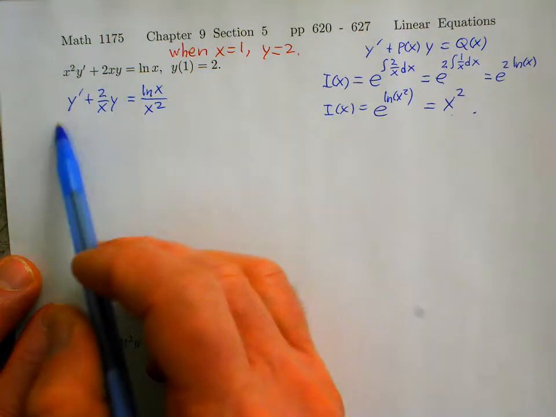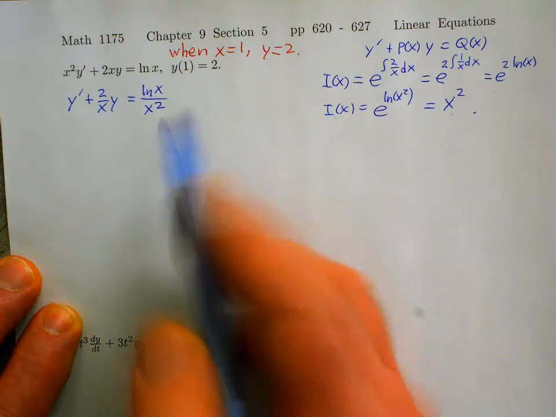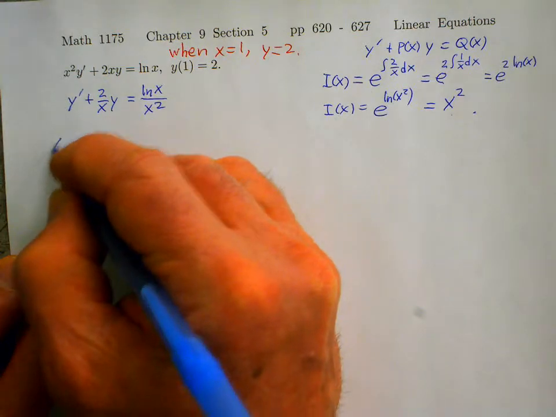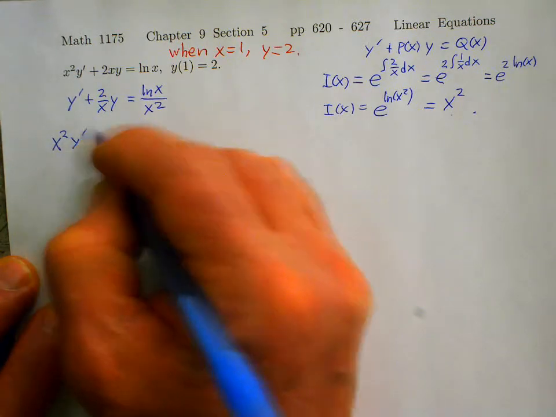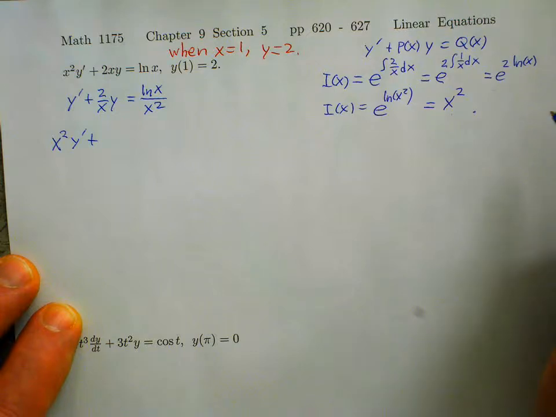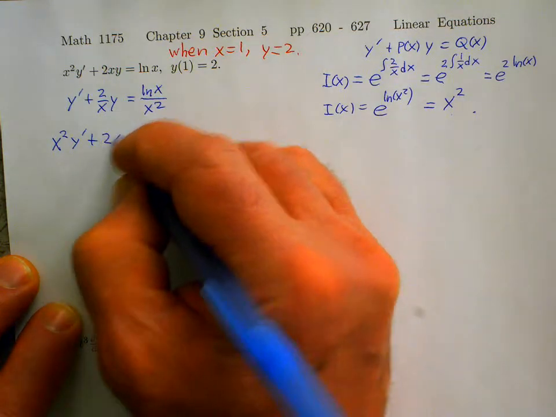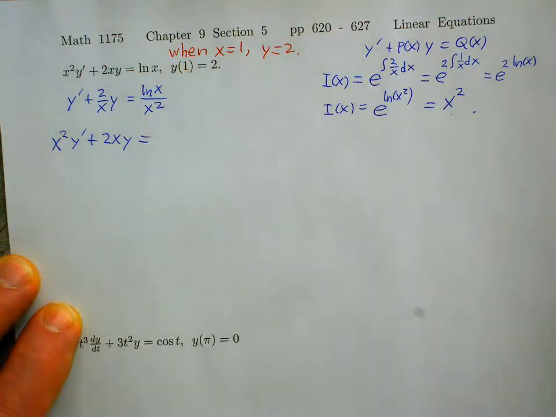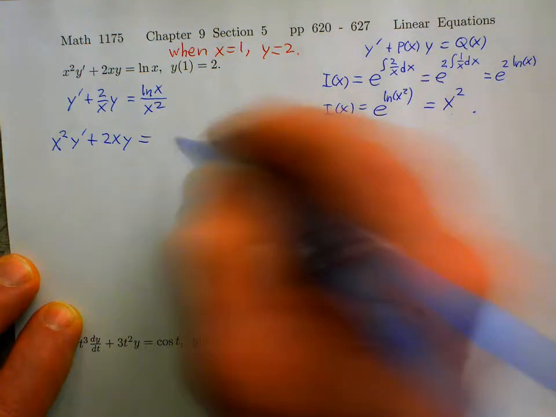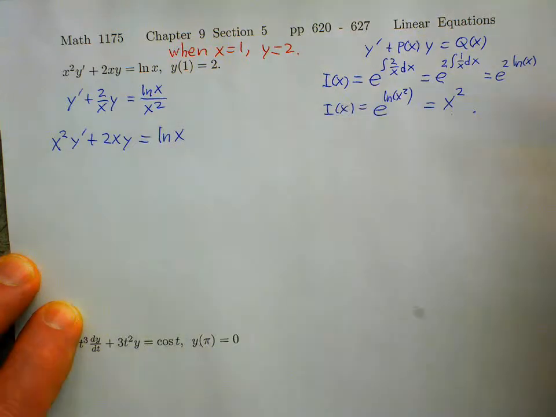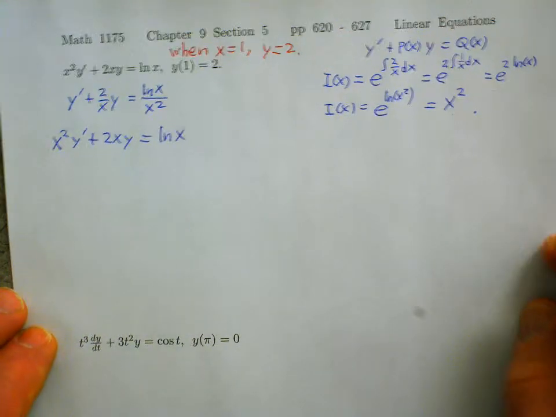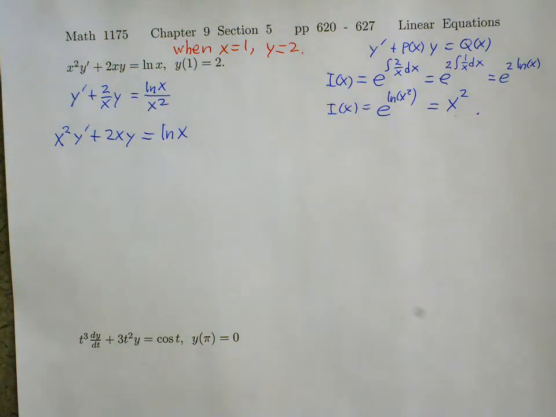So I'll multiply both sides by x squared, and we get x squared times y prime plus, see, x squared times 2/x is 2x times y. And then on the right-hand side, x squared times the natural log of x over x squared is the natural log of x. So is there anything that jumps out at you as sort of being strange?